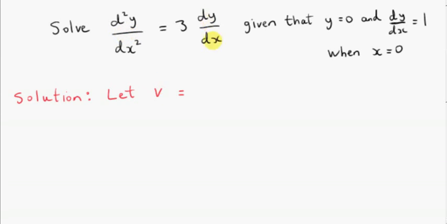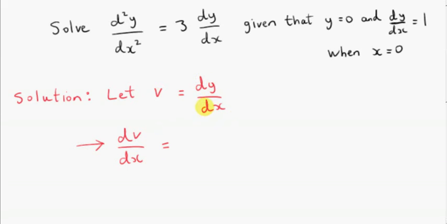So we replace dy dx with v, or whatever you want to call it. We replace the first order derivative dy dx with v, and we rewrite this second order differential equation as a first order differential equation in v. So v is the first derivative. If we differentiate v with respect to x, v is going to be a function of x, because after all y is a function of x and dy dx will be a function of x.